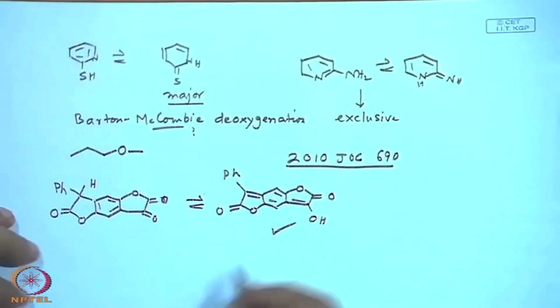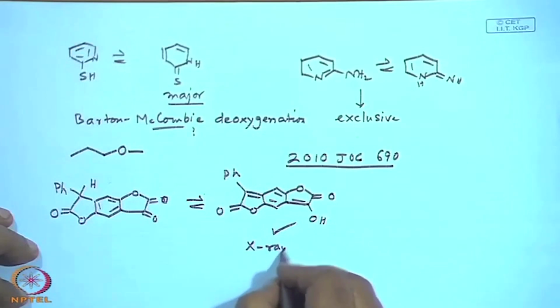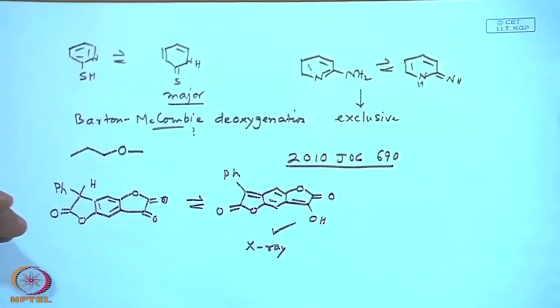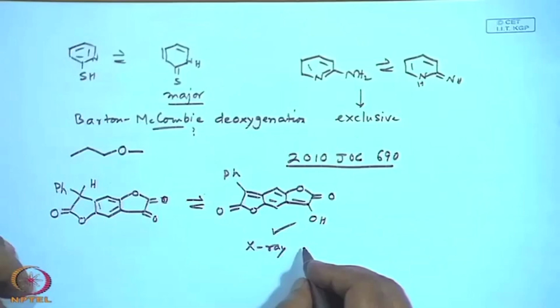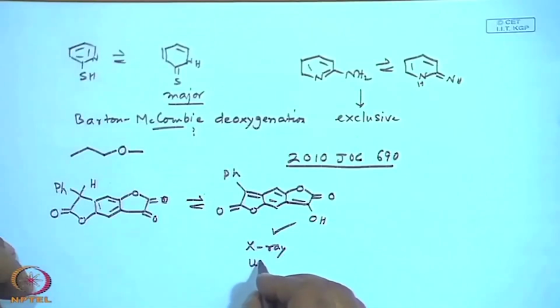Okay. So, X-ray favors this enol form, and then you have to support the X-ray also, because in the very first example I said X-ray is not the final answer, X-ray could be wrong, especially when you have tautomers and other things. Okay. But it was also supported by UV, and this UV in this case.